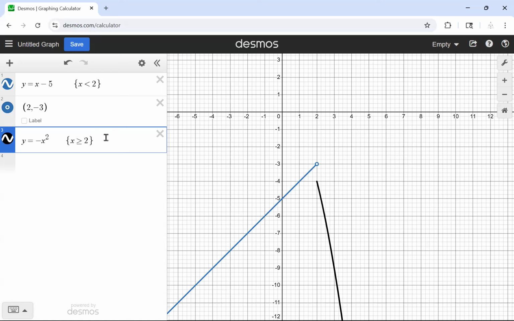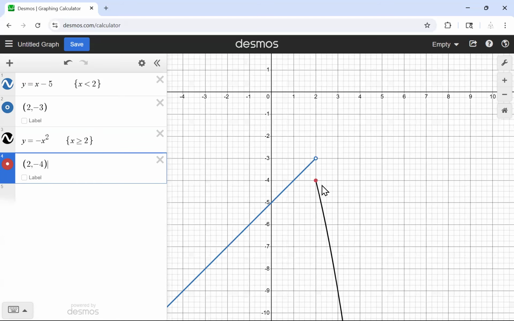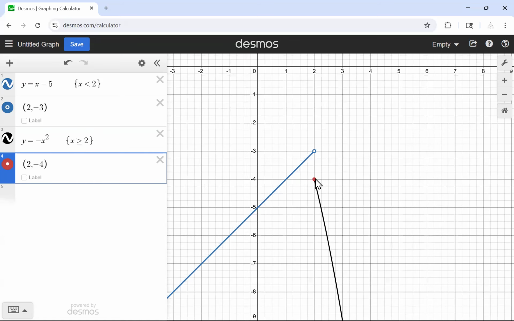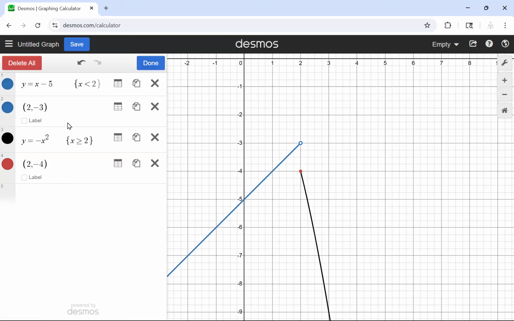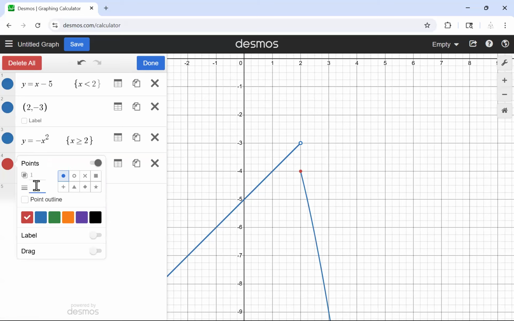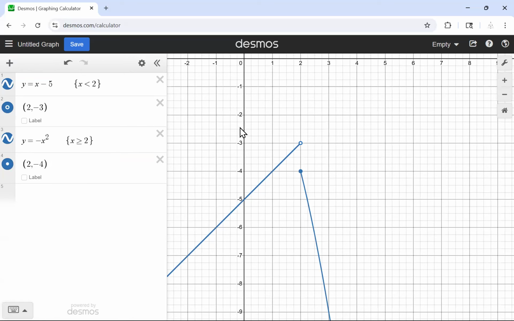And so that's that. Again, if you want to draw the point at 2, -4, since we have an equality there, we would probably make that a solid point. We would definitely make that a solid point. And then you can always, to make this look a little bit nicer, just make sure that you're using the same color for all parts of the graph.